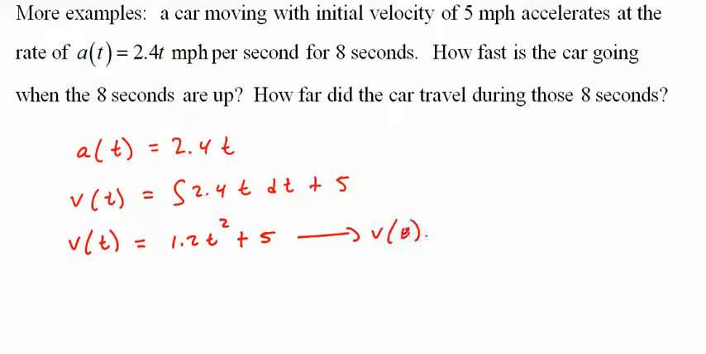We have v(8) equals 76.8 miles per hour. If you're doing our Math Excel homework with this, watch out for your units. They get real confusing on the Math Excel. They do not get that confusing here.